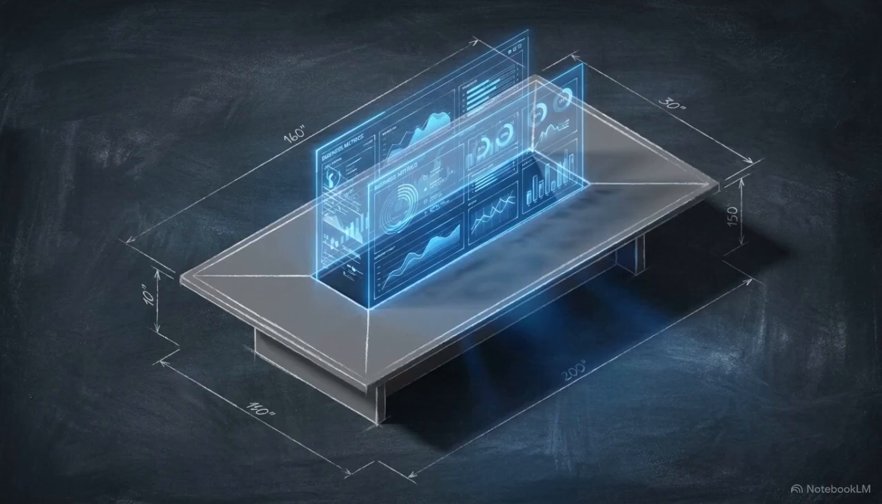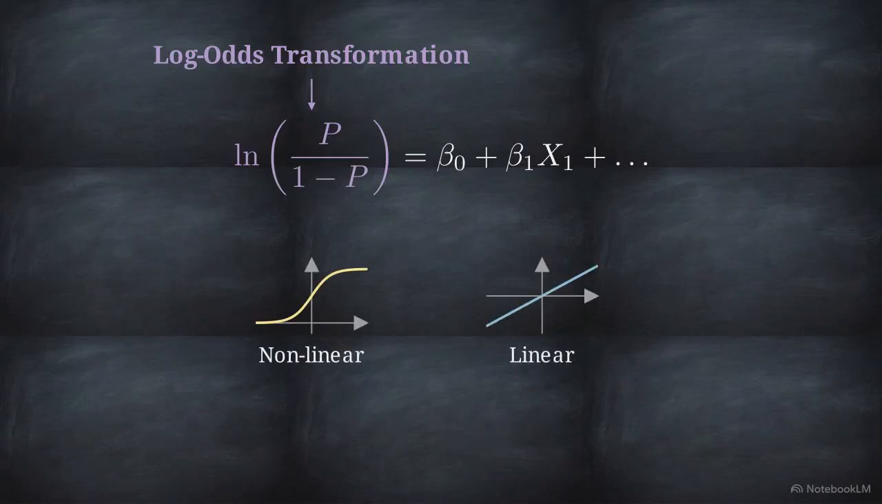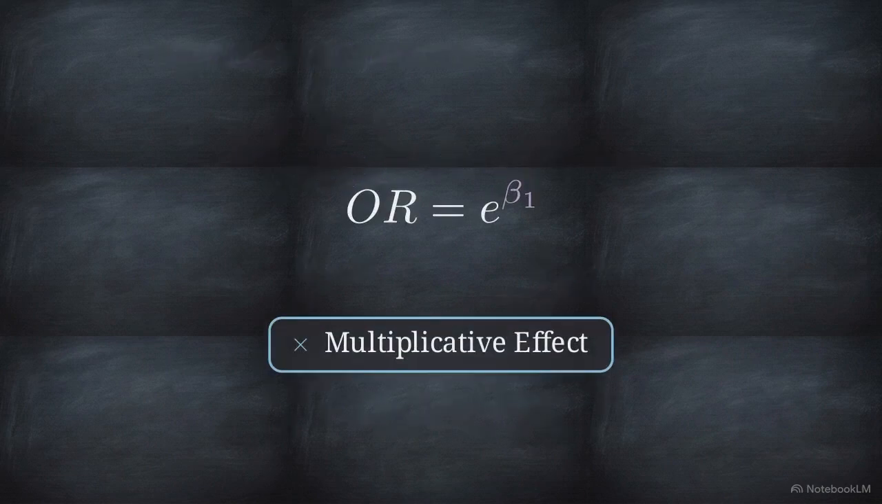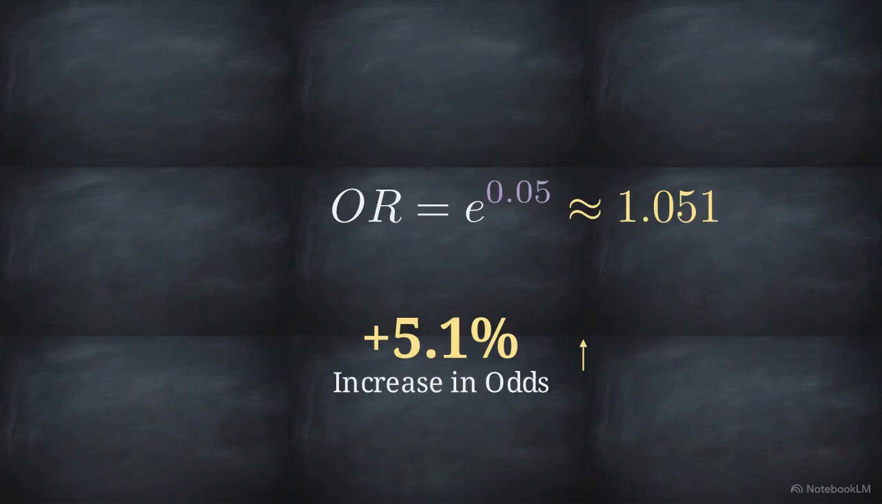When business stakeholders need to understand exactly how much a single variable impacts the outcome, the Logit model is overwhelmingly preferred. The Logit model uses a mathematical trick, the log odds transformation. While probability is nonlinear, the log odds is exactly linear. Exponentiating a Logit coefficient gives an odds ratio, a direct multiplicative effect size. A 0.05 coefficient translates to a 5.1% increase in odds.